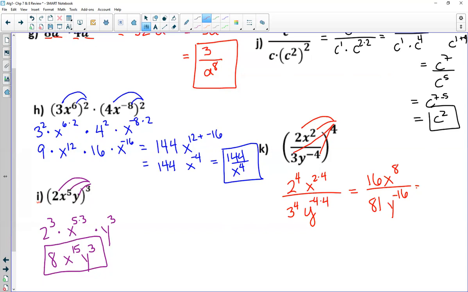Okay, moving forward, that 16 and the 81 are going to stay where they are. Our x to the 8th cannot be simplified in any way. However, our y has a negative exponent. Since it has a negative exponent, the y, which is the only thing attached, needs to move from the denominator to the numerator. So we're going to have y to the, change it from negative to positive, 16th power. And we're going to go ahead and get our simplified version of this expression. Let's go ahead and keep going.